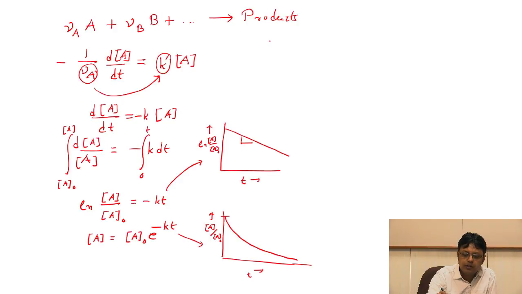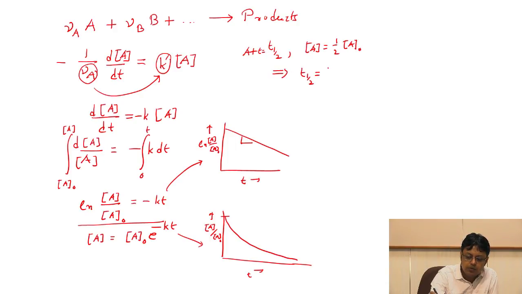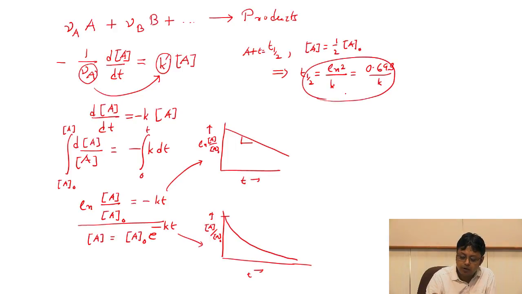Now you can ask what is the time at which the concentration drops to half of its initial concentration, that we call the half-life. To get the half-life you just use this equation and put the condition that at t equal to t half, the concentration drops to half of the initial concentration. You already know that this t half will be nothing but ln2 by k, where ln2 is 0.693. So for a first order reaction, the half-life is independent of the initial concentration, which is very important. Suppose this curve starts from 1, at what time does it come to 0.5? This is the time where it comes to 0.5.